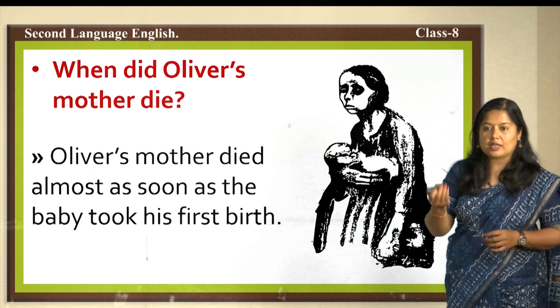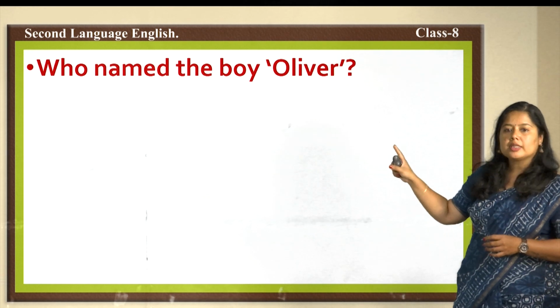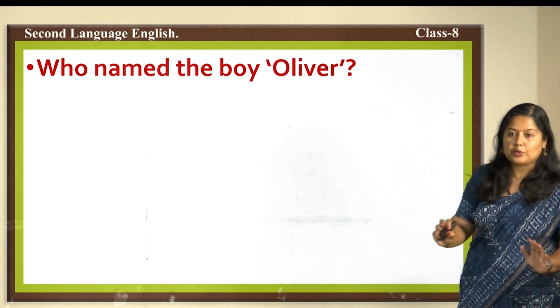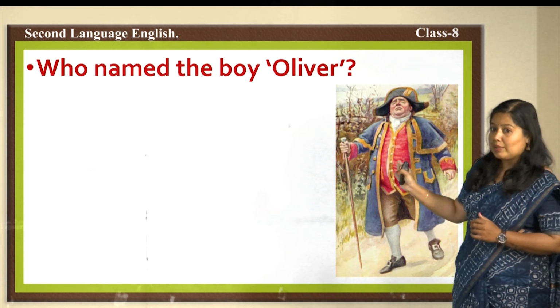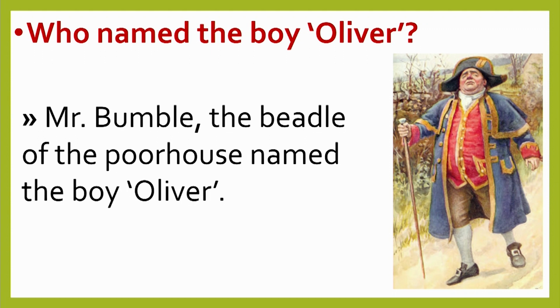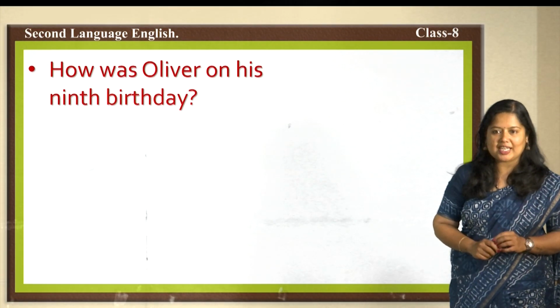Let us move on to the next question. Who named the boy Oliver? This is a very clear answer that you know. I know this very well, but also I have a picture to help you with this. Do you remember this person? Who is this? Mr. Bumble, the beadle of the poor house, named the boy Oliver. We are moving to the next question, kids. Hope all of you are doing well with the right answers.